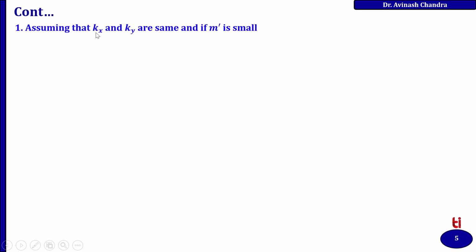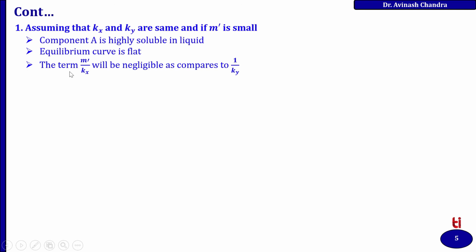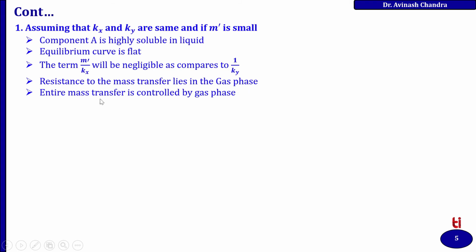So assuming that small kx and small ky are the same, and if M dash is small, so component A is highly soluble in the liquid and the equilibrium curve is flat, the term M dash upon Kx will be negligible as compared to 1 upon Ky. So the resistance to the mass transfer lies in the gas phase. So the entire mass transfer is controlled by the gas phase.